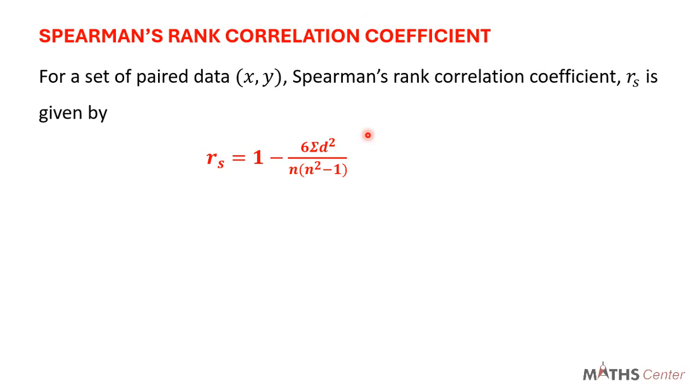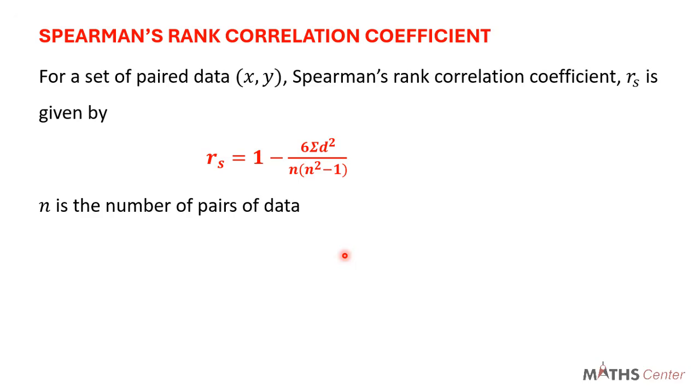We can use this formula to find the Spearman's rank correlation coefficient, which will help us to determine the direction of the correlation and also the strength of the correlation. Let's find out what D and N mean. N is the number of pairs of data. So let's say if the data set that you have has 9 pairs of data, then N is 9. If you have 7 pairs of data, then N is 7.